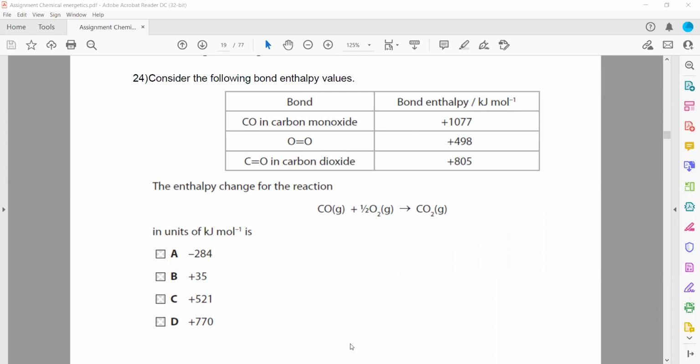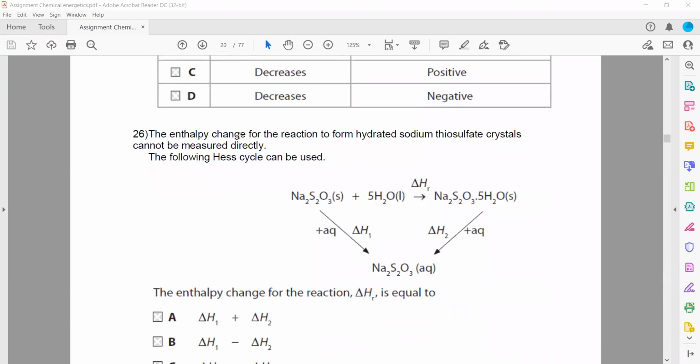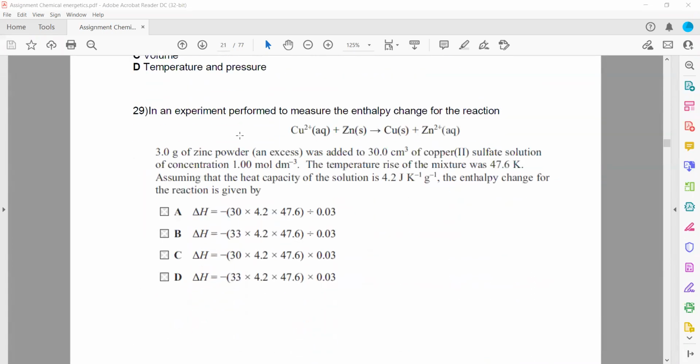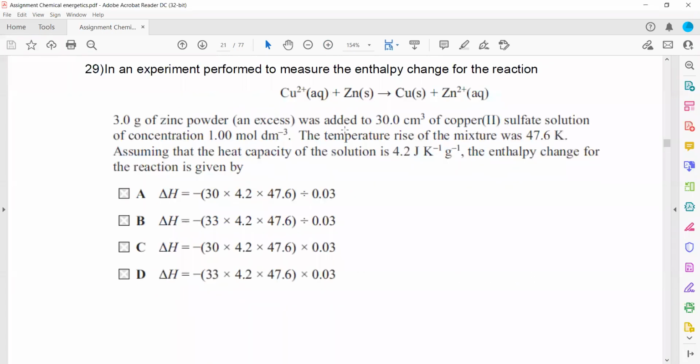Then the next question is question number 29, after 24. In an experiment to measure the enthalpy change of a reaction, zinc is added to a copper solution to form copper metal and zinc ions. 3 gram of zinc powder in excess. So zinc is in excess.